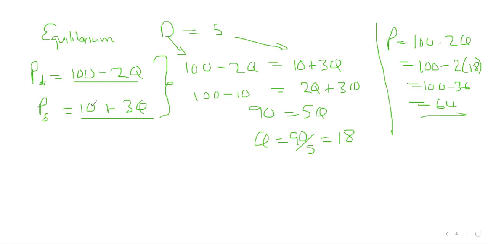Suppose we use the other function here. Are we still going to get the same answer? Let's try. 10 plus 3Q, where there's Q, we put what? 18. So 3 times 18 is 54. 54 plus 10 is still giving us 64.